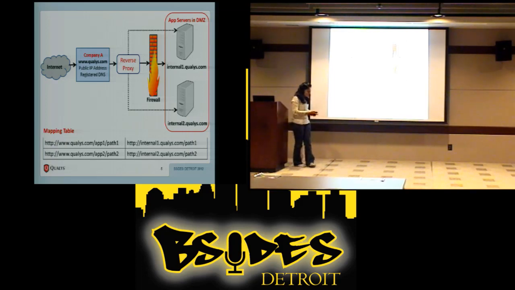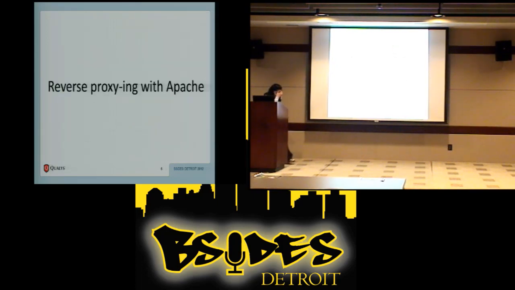So what is happening here is that all requests to app1 are being routed to internal1.qualys.com, and then all requests to app2/path2 are being routed to internal2.qualys.com. So this is how a typical reverse proxy scenario would look like in any company's environment.